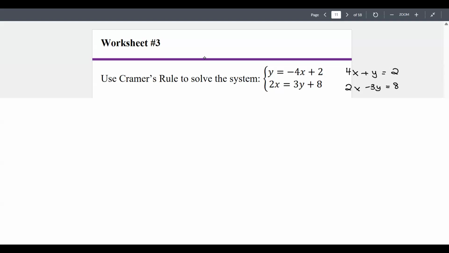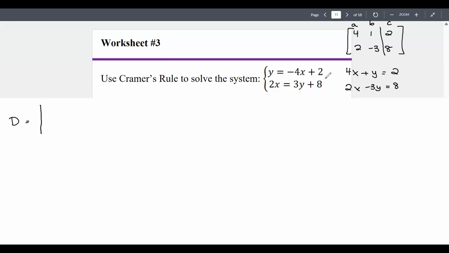If you solve these so your x and y's are to one side, you should have 4x plus y equals 2, and then 2x minus 3y equals 8. If we wanted to, we can write above it. There we go. My matrix would be 4, 1, 2, and 2, -3, 8. So my A's, my B's, my C's.